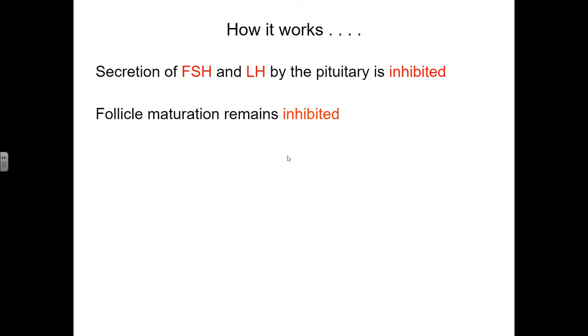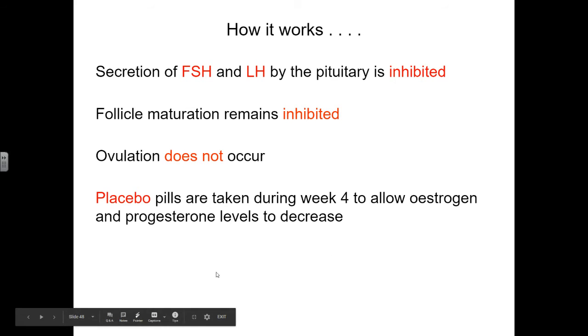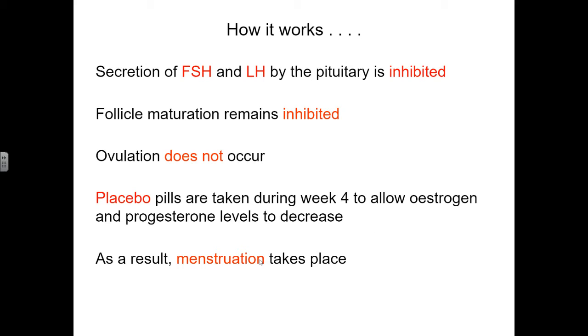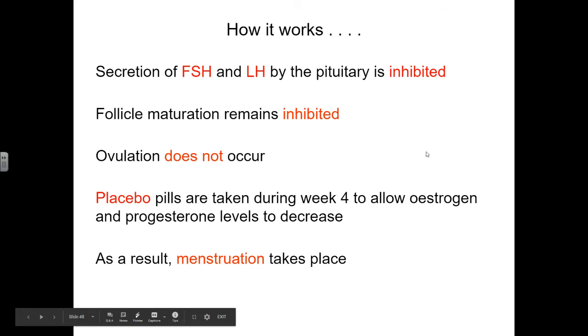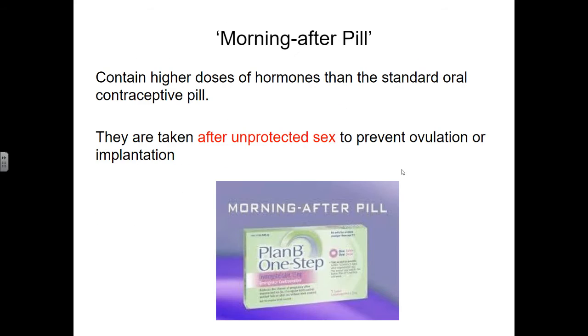Secretion of FSH and LH are inhibited. Follicle maturation is therefore inhibited, and you cannot ovulate. So no mature follicles and no ovulation. A placebo pill could be taken during week 4. It just keeps you in the hang of taking a pill every day, and that allows your estrogen and progesterone levels to decrease. As a result, you would still be able to go through the menstrual period, which I'm not quite sure is the point. Quite often people find that with heavy periods, taking the OCP helps quite a lot. Some people find it makes it worse.